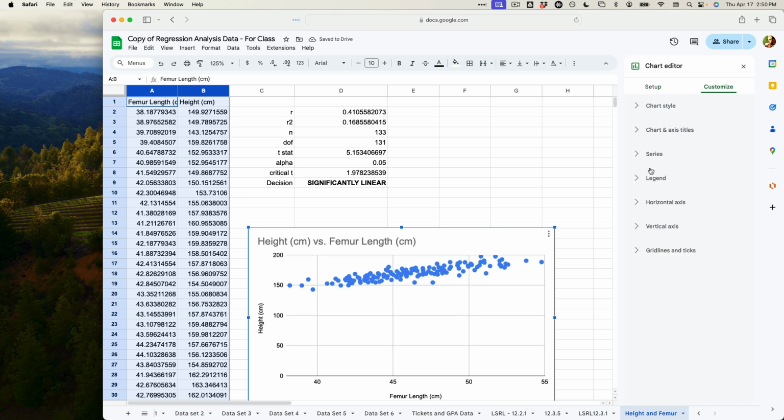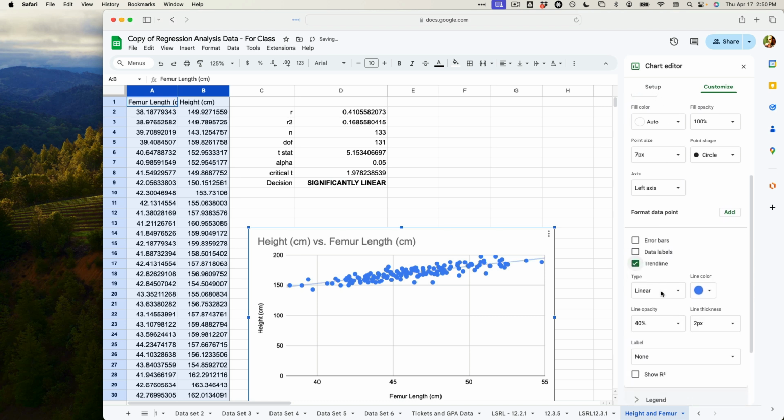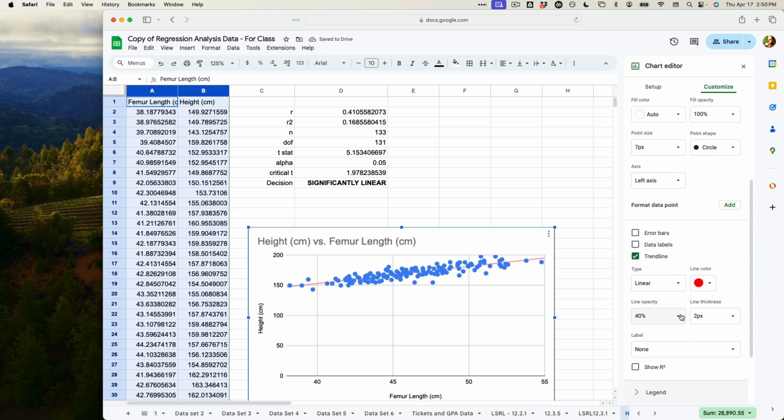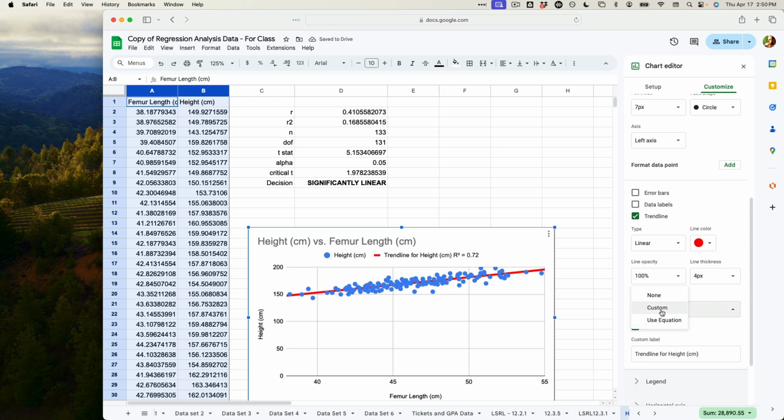But if I go to trend line, series, and add a trend line over here, I'm going to make it in red, and make line opacity 100, make it like 4 pixels wide. OK, so that's my trend line or my regression line. And I'm going to show the r-squared value and the equation. The equation says that a person's height, based on this model, is 2.83 times the femur length plus 40 in centimeters. OK, and my r-squared value is 0.72.